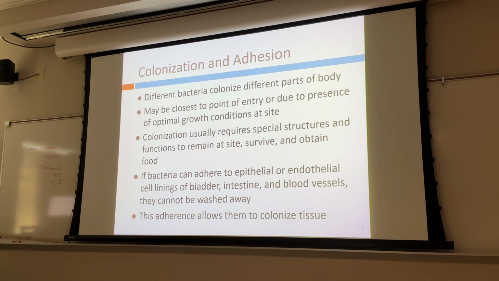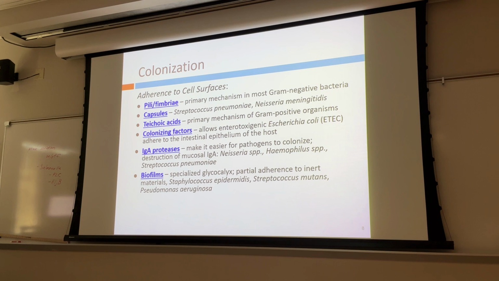Bacteria adhere to different cell structures, like in the bladder, intestine, blood vessels, and then they can't be washed away. So we talked about that too. Again, the main thing is they have to attach somehow. There are a bunch of different ways to attach. You don't have to know all these examples. Just kind of know what the different structures are. We'll talk about a lot of these as we go through.